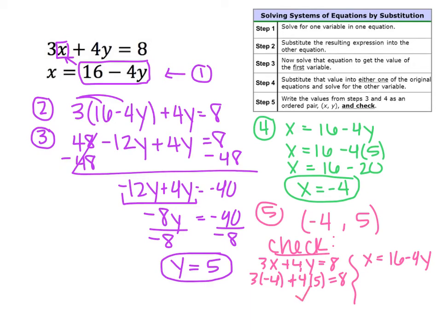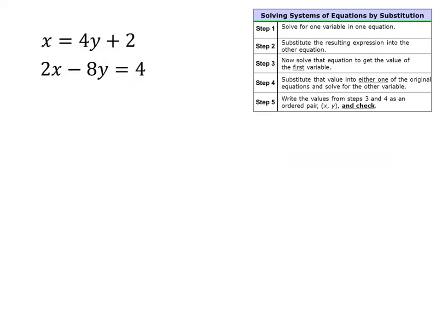And then in the second one, negative 4 equals 16 minus 4 times 5. That's 16 minus 20, which equals negative 4. So it checks out in both of them, which means I am confident that we have the right answer. We want to take a look at one final example. The one thing we haven't looked at yet are any of the examples of our special cases that we saw when we solved by graphing. So that could happen with substitution also.